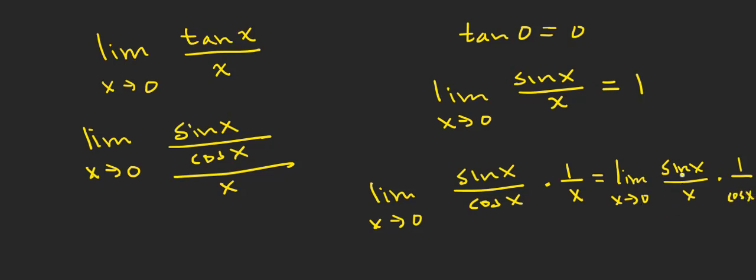cosine x. Now remember, sine x over x, as x approaches 0, will go to 1. What about when you plug in 0? What's cosine of 0? Cosine of 0 is 1. So it'll be 1 times 1 over 1, which is going to be what? It's going to be 1.